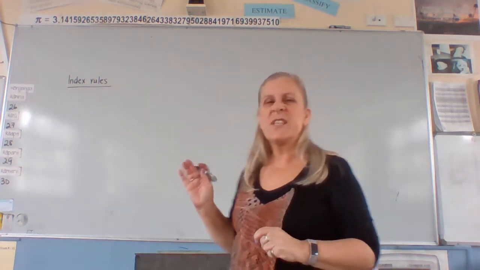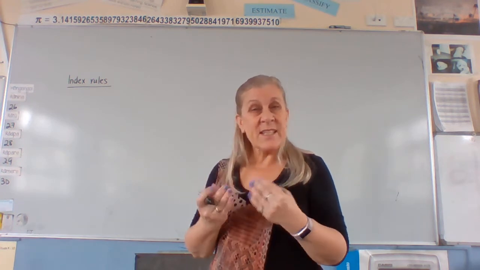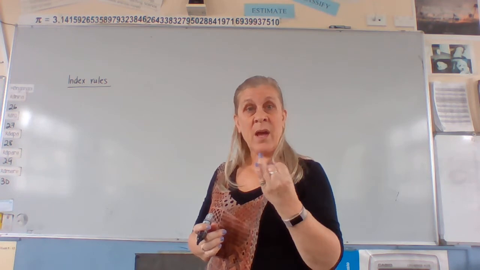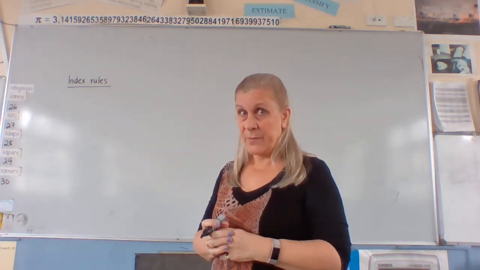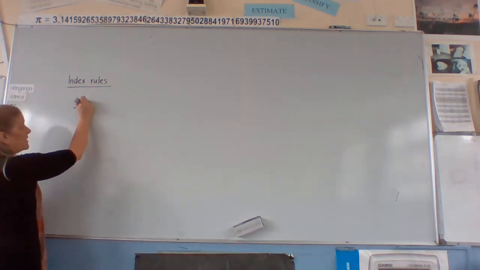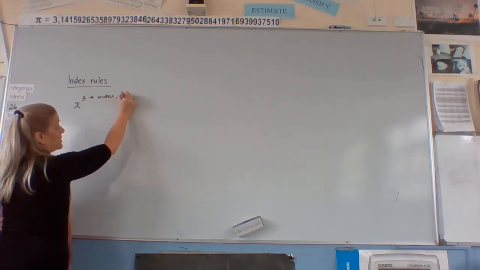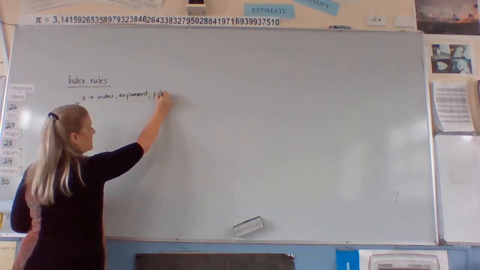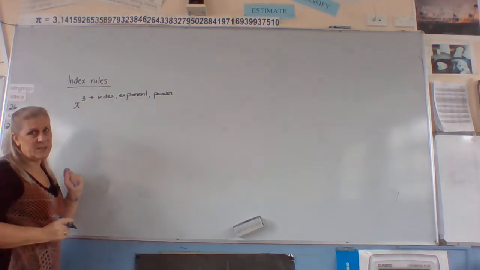Okay, we introduced this a little bit in our last lesson. This is about index rules. So indexes are powers. We've got three names for an index: index, power, and exponent. They're all the same thing. They're the number that's sitting in the air. So x cubed, this thing here is called an index, an exponent, or a power. They're all right. So don't tell your teacher that I said it was something else. I've called them index rules.